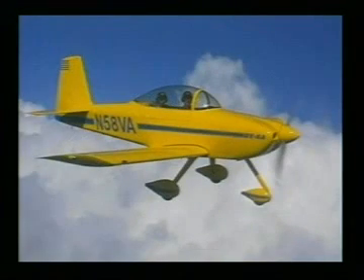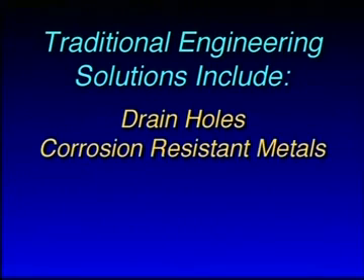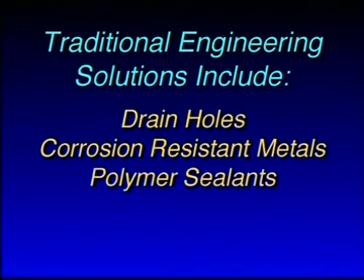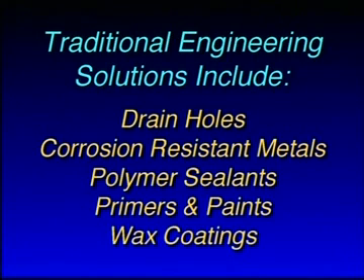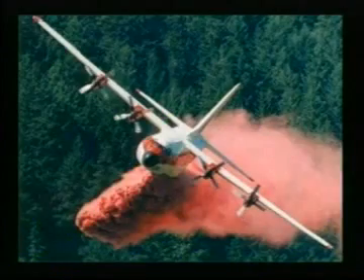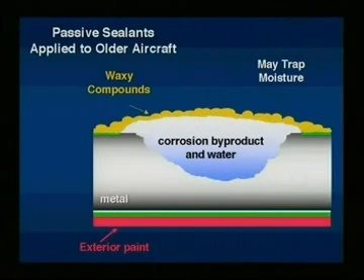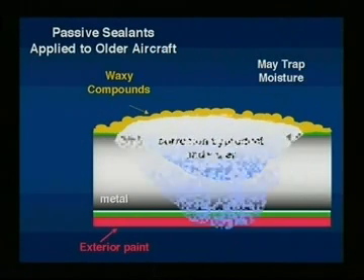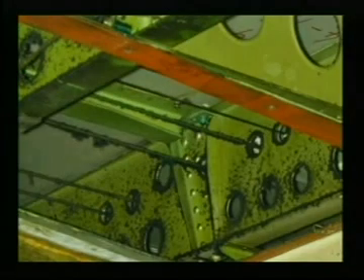Typical anti-corrosion strategies include the careful placement of drain holes, use of corrosion-resistant metals, polymer sealants on fairing surfaces, primers and paints, and the use of wax coatings. None of these methods can guarantee a corrosion-free aircraft forever, and many start to quickly break down with age and number of cycles flown. Using sealant-type inhibitors can actually trap moisture next to a metal surface in some cases, or attract dust and dirt that speeds up the corrosion process.